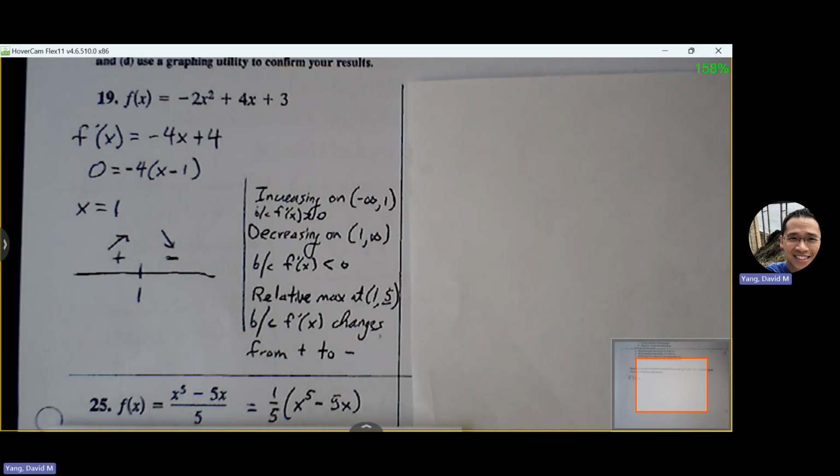This is an ordered pair. I plug 1 back into the original function. I got a y value of 5. And notice the relative max also has a because statement associated with it. Not just increase, decrease.